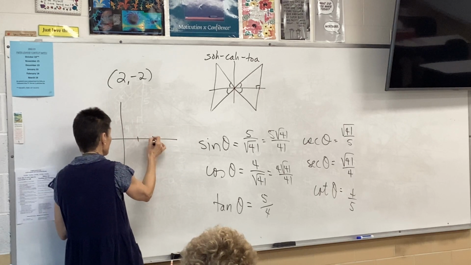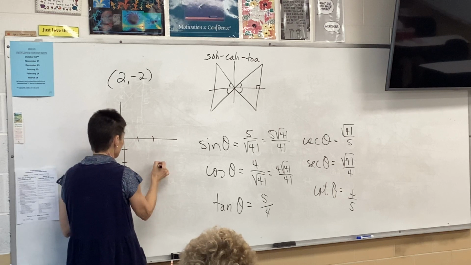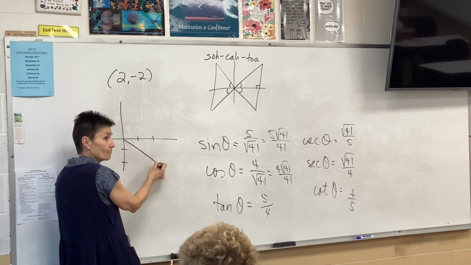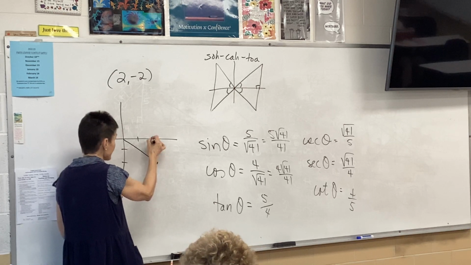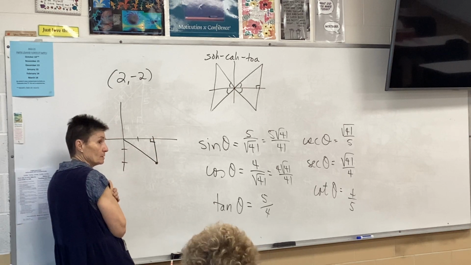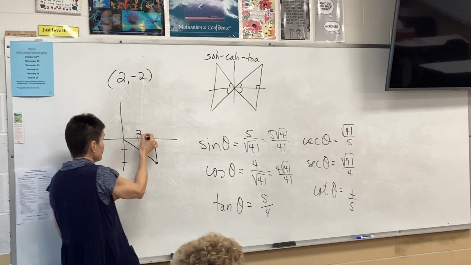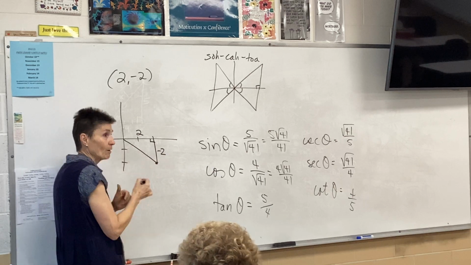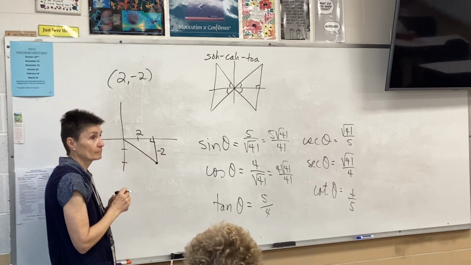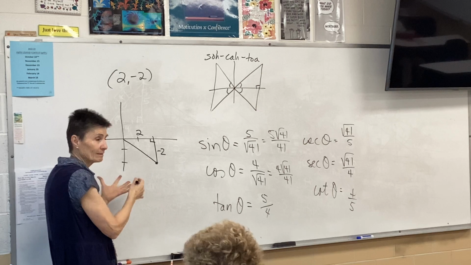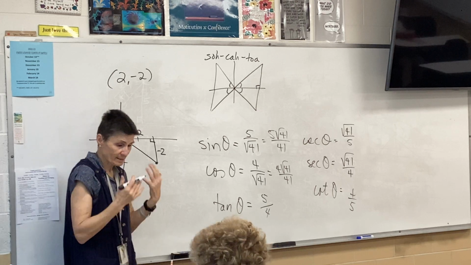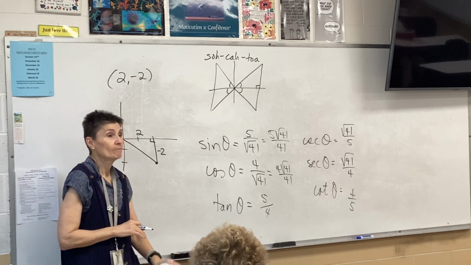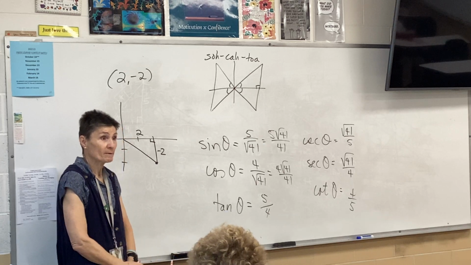That's right. I'm going to go over 2 and down 2. I'm going to connect that to the origin. And then I'm going to go straight up to the x-axis. And there's my triangle. So this side is 2. I went over 2. This side is negative 2. I went down 2. It's exactly what we just did. So what's the next step? Find the hypotenuse, Pythagorean theorem.